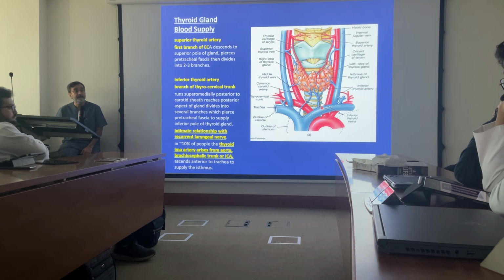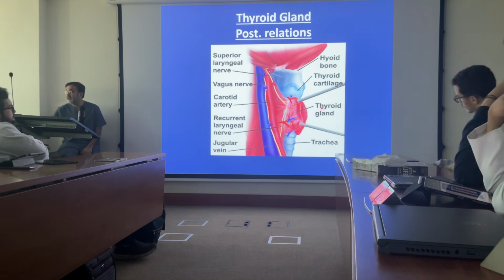Yes, go ahead. What does ICA stand for? Internal carotid artery. So you can see the relationship here.